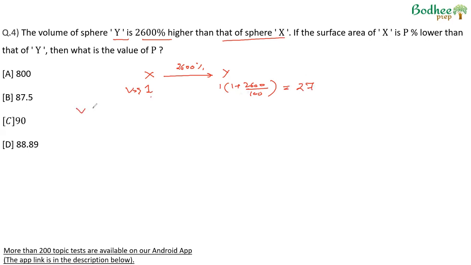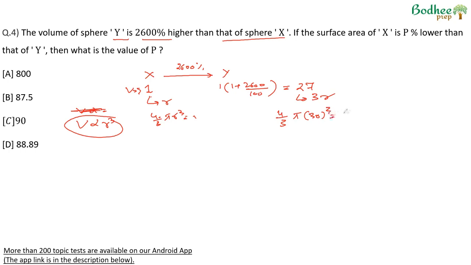We know that volume is proportional to the cube of the radius for a sphere. So if the radius here is r, the radius here has to be the cube root of 27, which is 3r. So here the volume is 4 by 3 pi r cube, which is equal to 1. Here the volume will be 4 by 3 pi (3r) cube, which will come out to 27 into 4 by 3 pi r cube, which is 1. And therefore 27 will be the volume. So basically the radius is in the ratio 1:3.